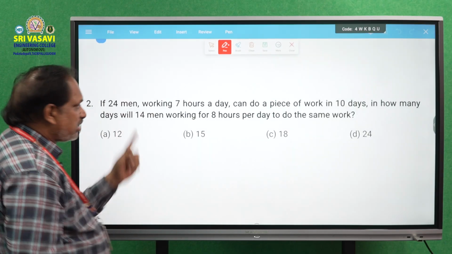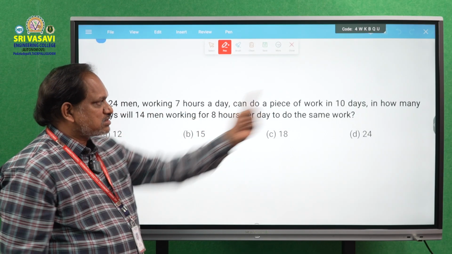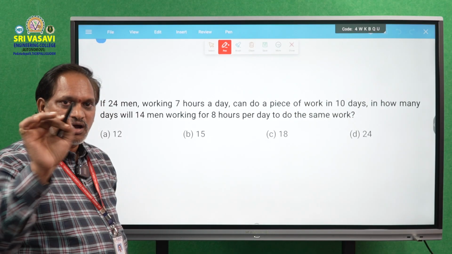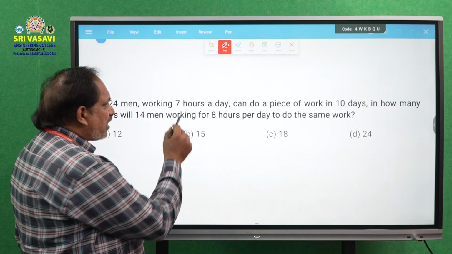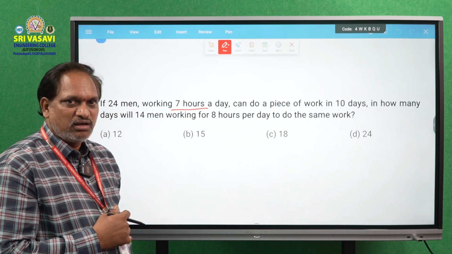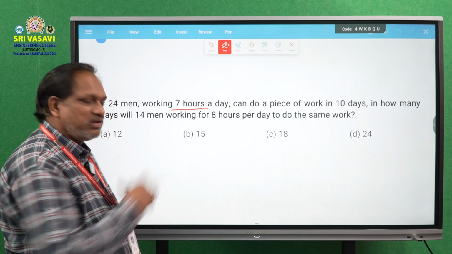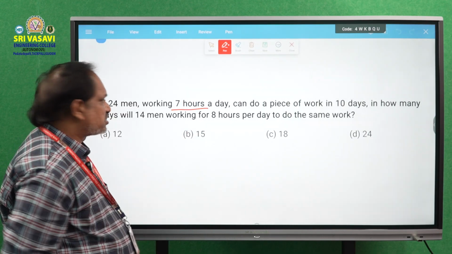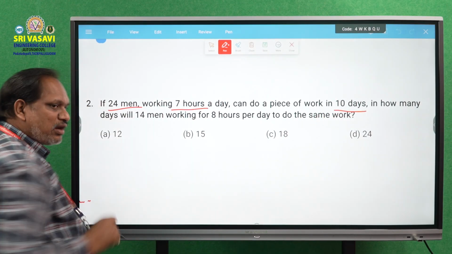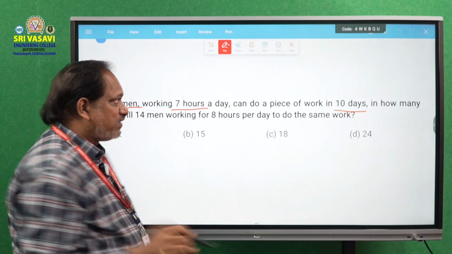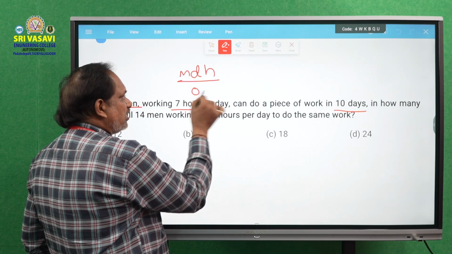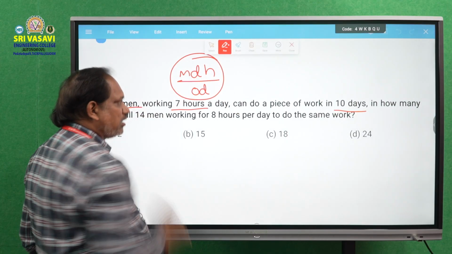The variation also we observe here. See that here 24 men working 7 hours a day. In the previous question only men and days were given, but here the hours concept is also included. So with more objects in a single question, it is difficult to solve in various ways. In this type of question, more people, more days. Then I simply apply a formula, that is MDH by OD. This is the basic formula in time and work.